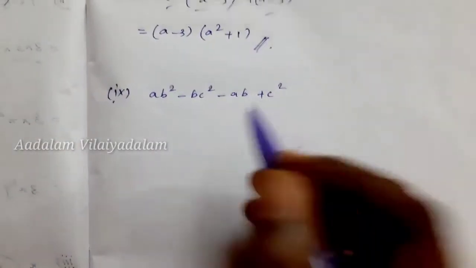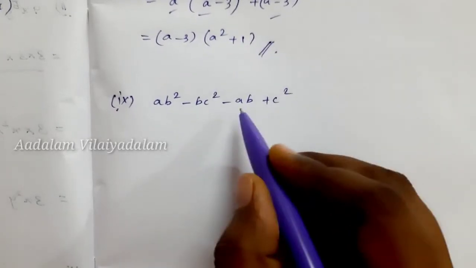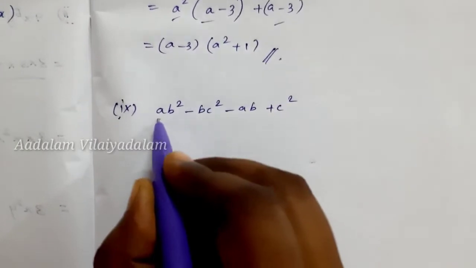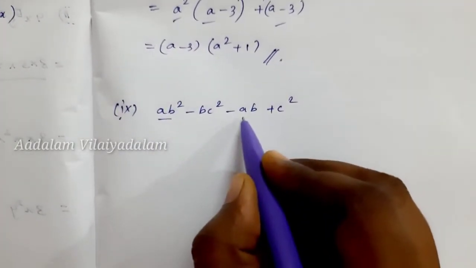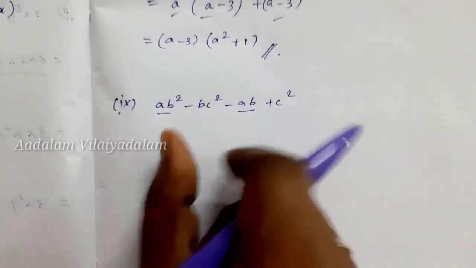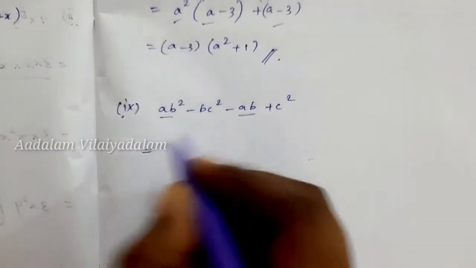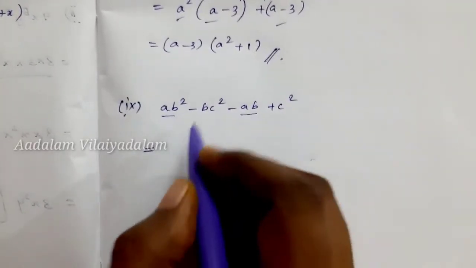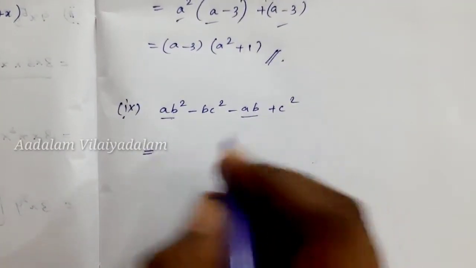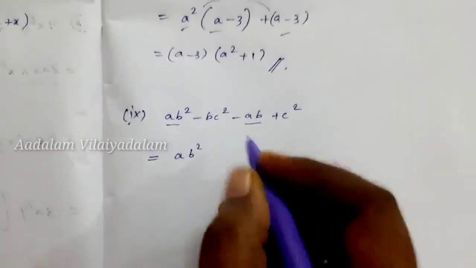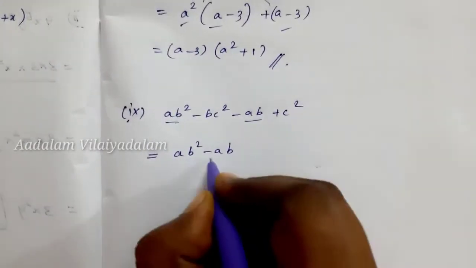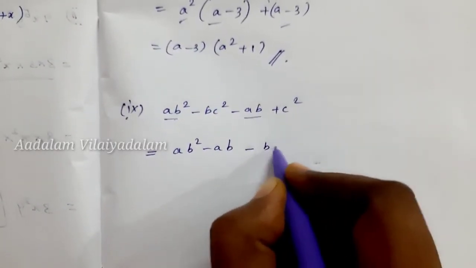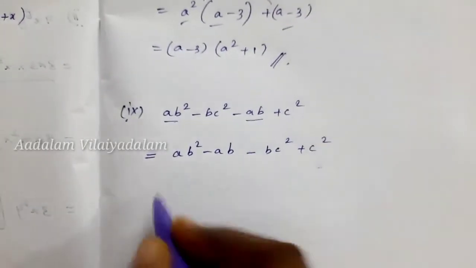The 9th subdivision is ab square minus bc square minus ab plus c square. So now look here. Here ab square is lying and also one of the terms ab, so let us write them together. Writing together is called grouping the terms. So grouping this ab square and minus ab, writing together, that is ab square minus ab. Then the remaining terms will be minus bc square plus c square.